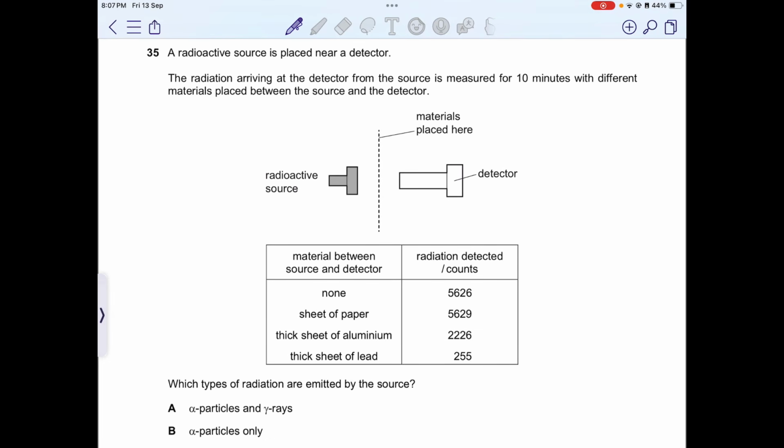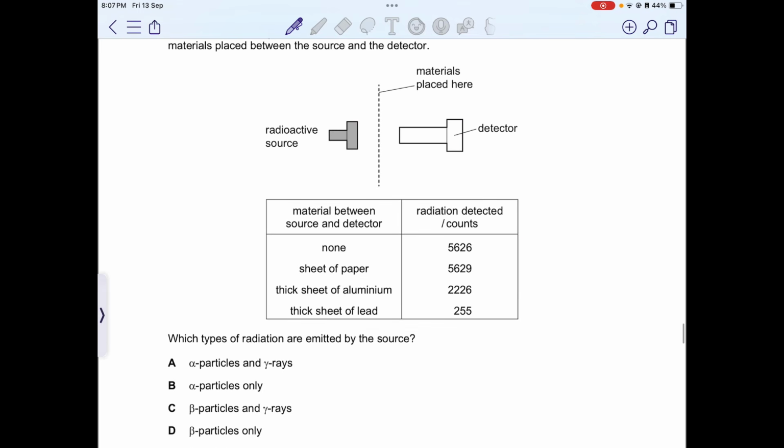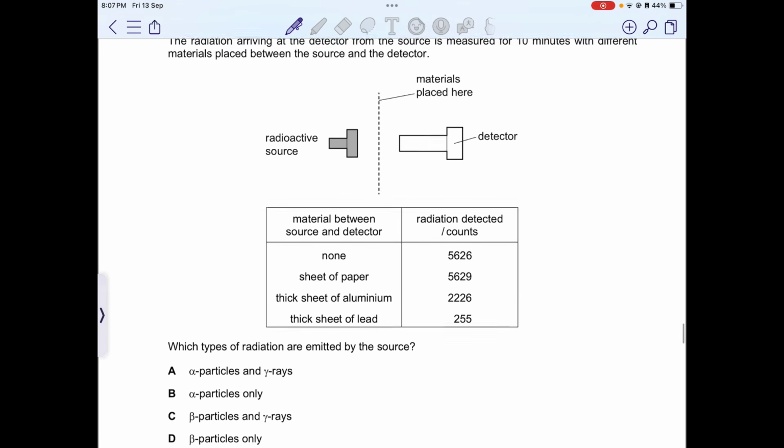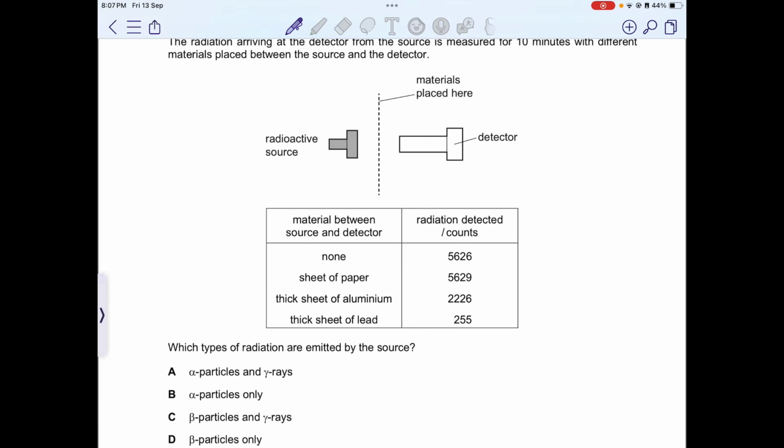A radioactive source is placed in front of a detector. The radiation arriving at the detector from the source is measured for 10 minutes with different materials placed between the source and detector. Okay, when you didn't put anything, this is the radiation. When you put a sheet of paper, it's 5629, so it's very close. It's a bit higher indeed, so not a difference.